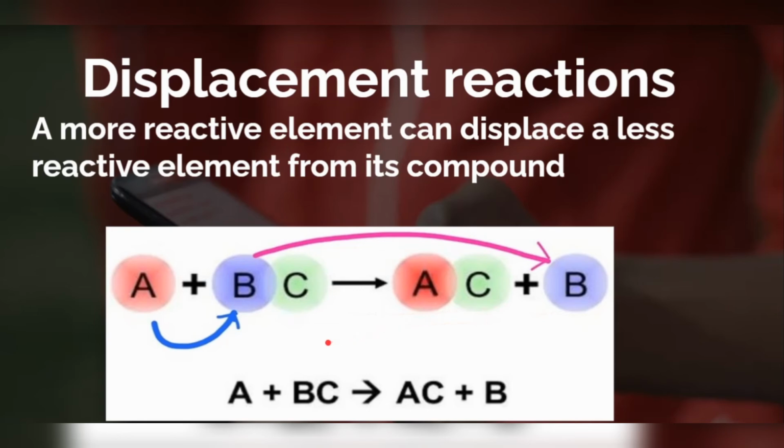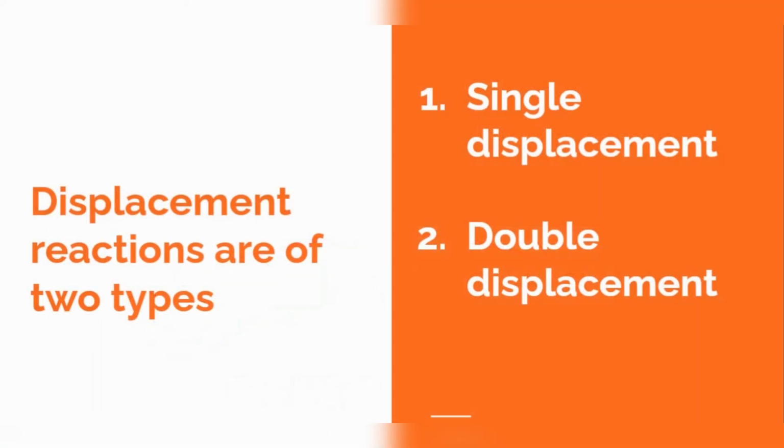So a more active element can displace a less active element from the compound. So B is less reactive. That's why A can displace. A can push out B from its compound. Now, what are the two types of displacement reactions? Single displacement and double displacement.